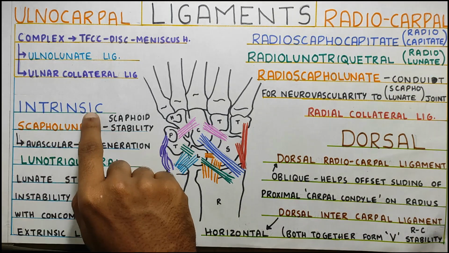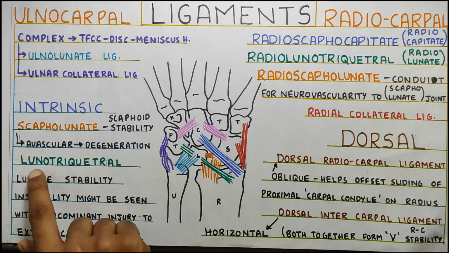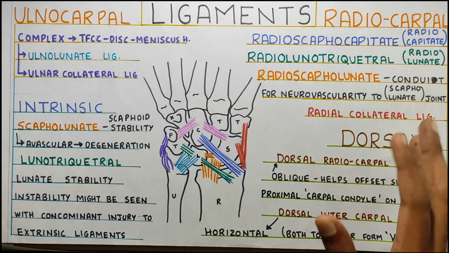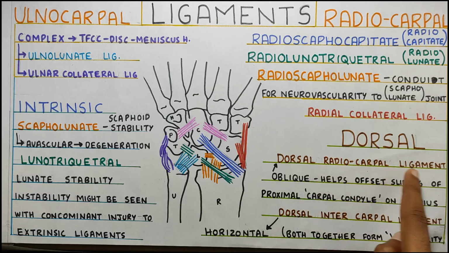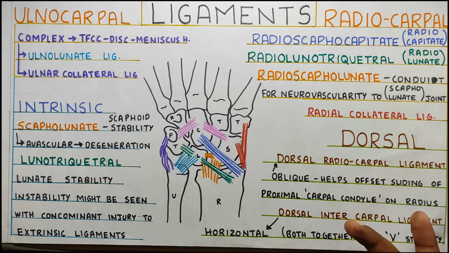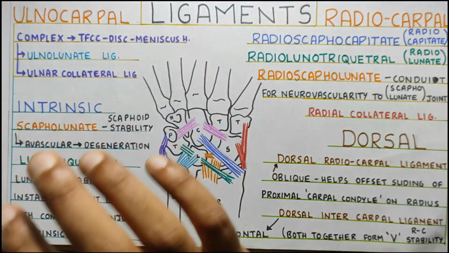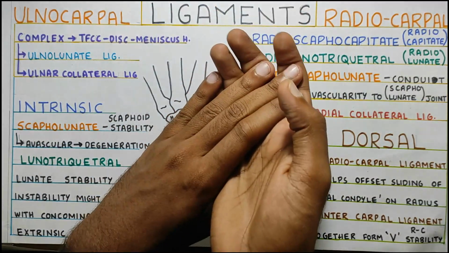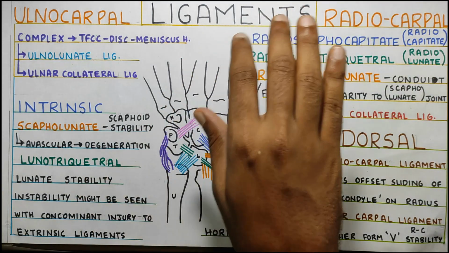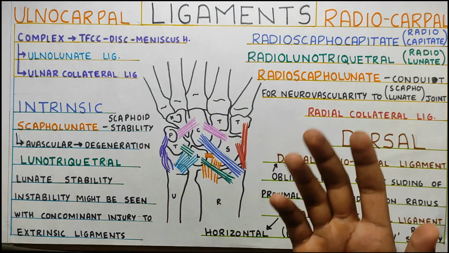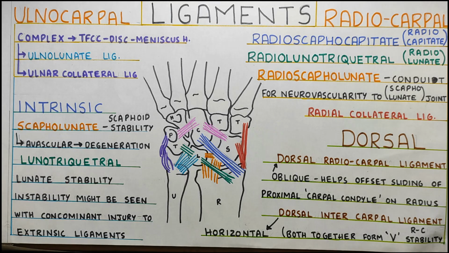Then we saw the intrinsic ones, that is the scapholunate and lunotriquetral ligament. And finally, the dorsal ligaments, they were forming a V, that is the dorsal radiocarpal ligament and dorsal intercarpal ligament, right? So all these ligaments give stability to your wrist joint, and extension is prevented by your volar ligaments and flexion is prevented by your dorsal ligaments, excessive flexion and extension, right? So with that, we finish off this topic.